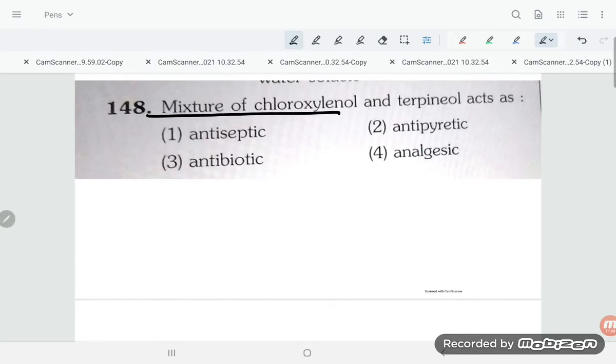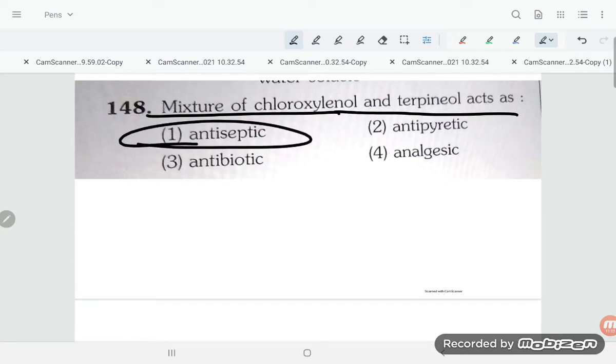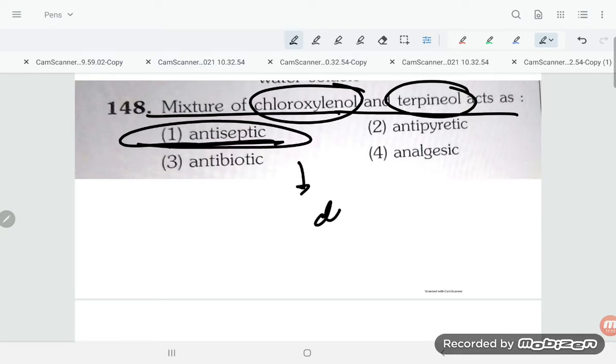A mixture of chloroxylenol and terpineol acts as what? These chloro substituted compounds are antiseptics, students. So chloroxylenol and terpineol are antiseptic, which is also known as, if you talk about it, Dettol.